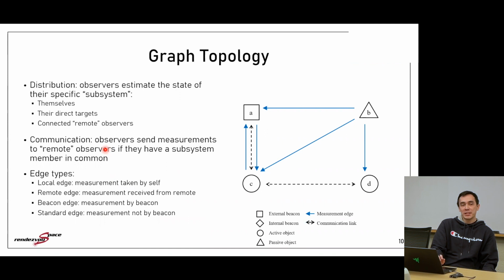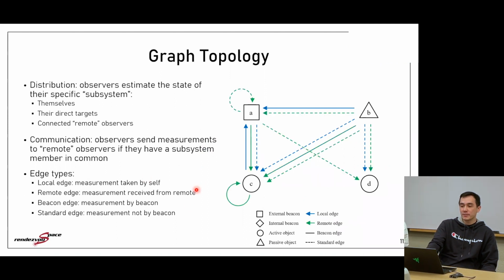But we have this idea of distributed navigation where observers are only estimating the state of a specific subsystem, which in this definition is just themselves, their direct targets visible with their camera, and any connected remote observers. For remote observers, we have these potential communication links where observers share measurements if they have a subsystem member in common. So if 2 observers look at the same target, they share their measurements to get improved connectivity and observability. And once we expand out all these remote measurements, we get these extra measurements in green.